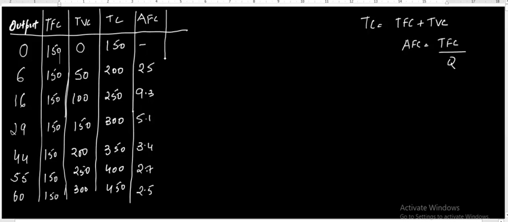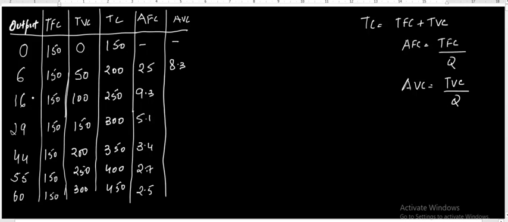In a similar manner, I'm going to construct average variable cost. Now average variable cost will be equal to total variable cost divided by the quantity. Now my total variable cost over here is 0, so this is going to be 0. 50 divided by 6, it's going to be 8.3. Then 100 divided by 16, it's going to be 6.25. Then I have 150 divided by 29, it's going to be 5.17.